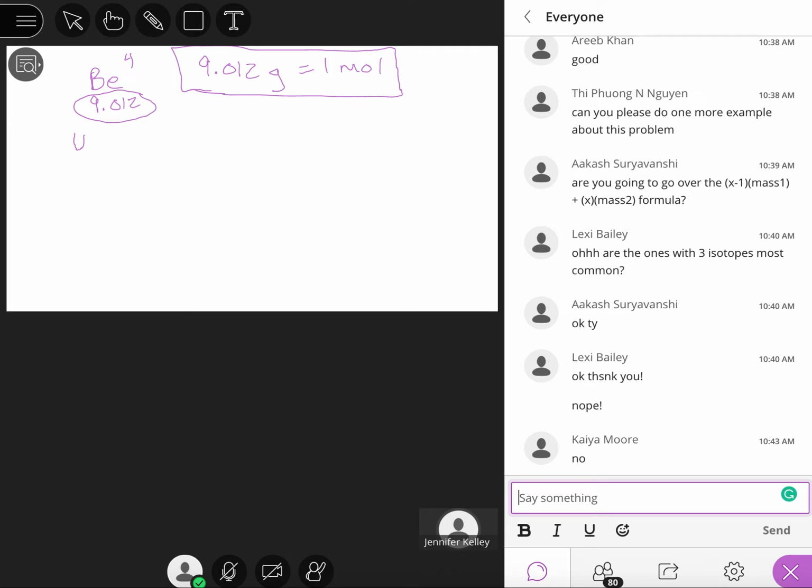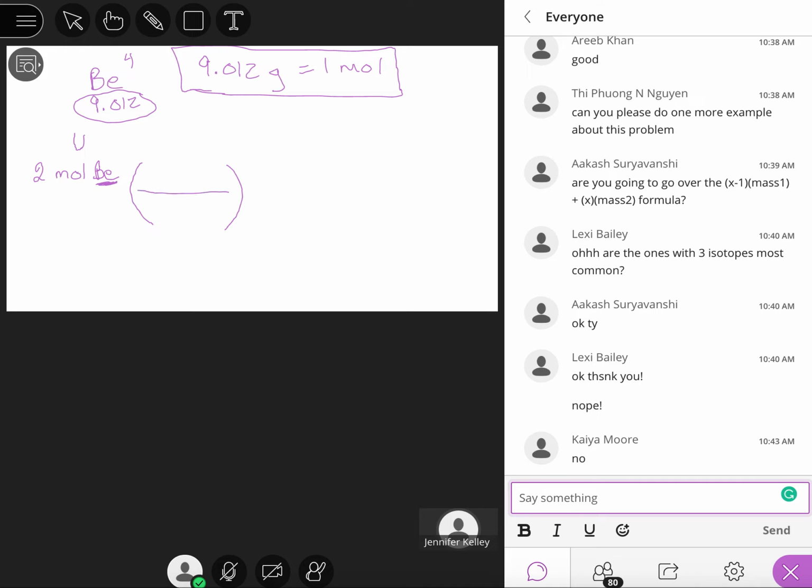So let's say we have 2 moles of beryllium. When I write this, make sure that you put what element you have, because as we move on a little further into the semester, we're going to be converting from one type of element to another. So make sure you put down what it is so that you're canceling out the right stuff.